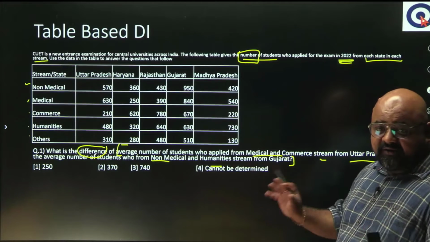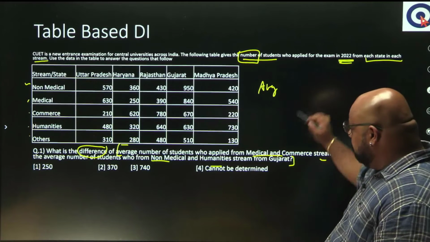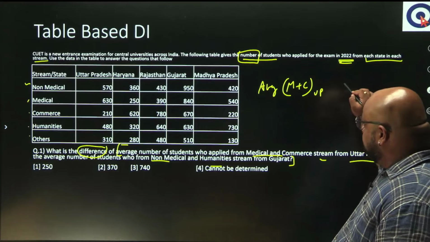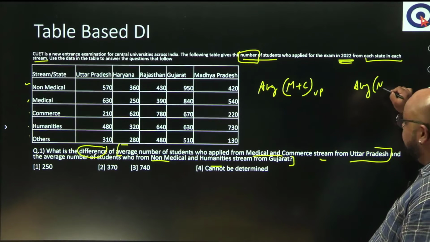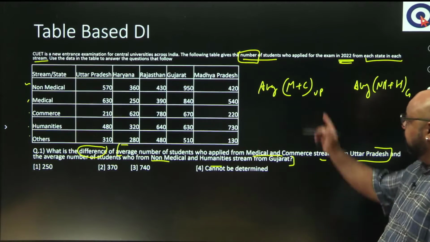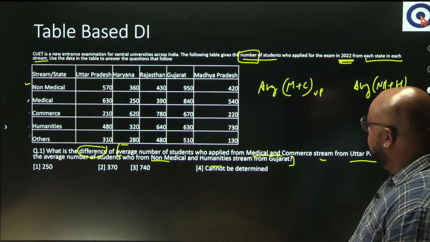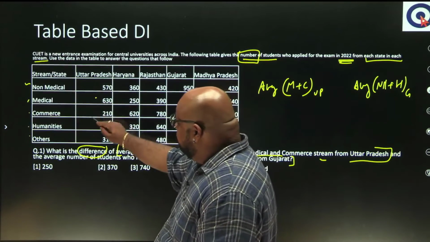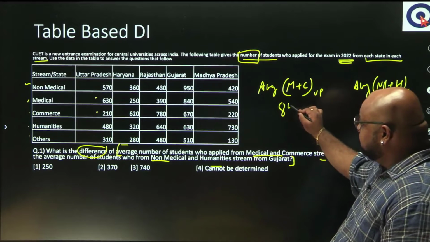So, you have to find out the difference of two numbers. What are the two numbers? Average of medical plus commerce from UP and average of non-medical plus humanities from Gujarat. We have to find out the difference of these two numbers. Just put in the values in and check. So, medical and commerce from UP, 630 plus 210 becomes 840.